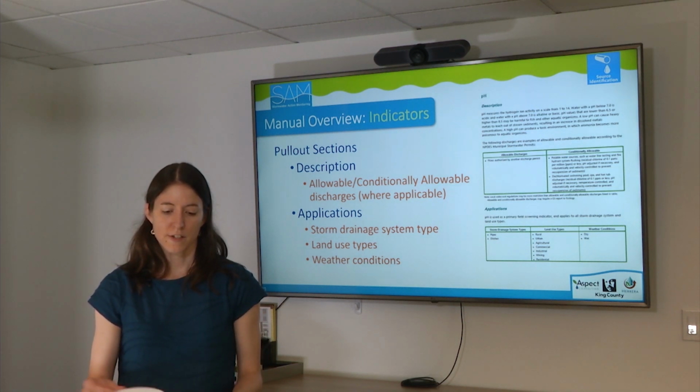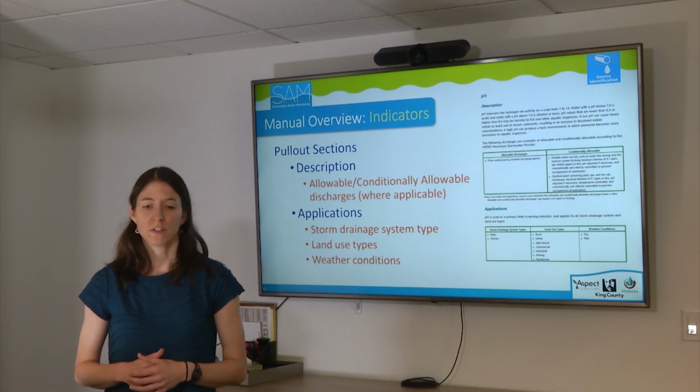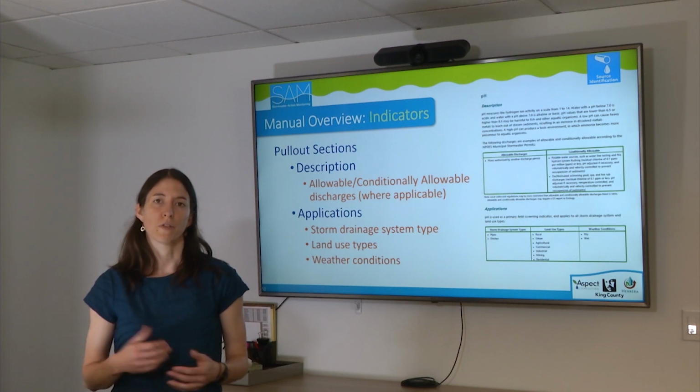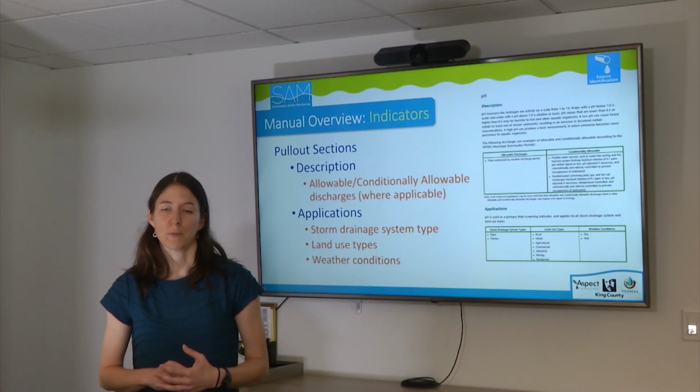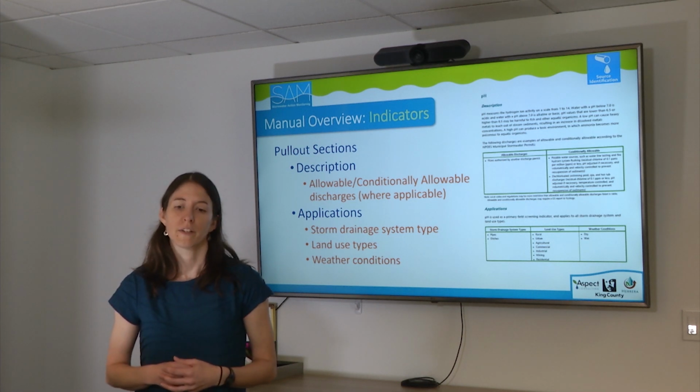So the pullout sections are set up pretty similar to what we talked about for the field screening methodologies section. Again, we start off with the description. Here in the indicators section, I mentioned some of the indicators have allowable or conditionally allowable discharges where applicable, so there's some new content there up front. Similar to the field screening methodologies, again, we have where the indicator is applicable for storm drainage system types, whether pipes or ditches, land use types, and then weather conditions, again, dry or wet weather.